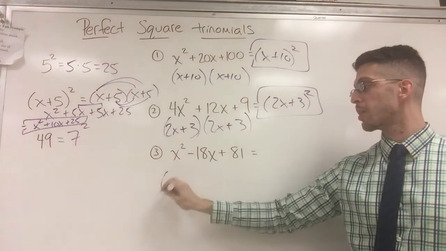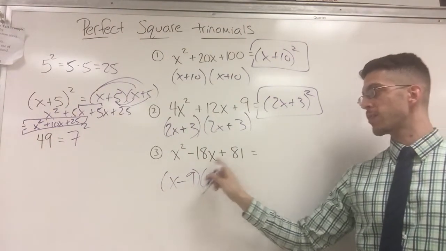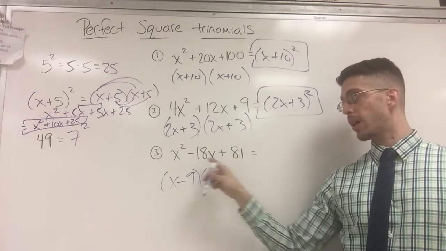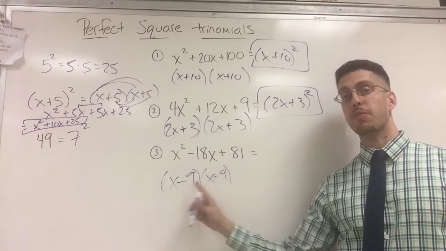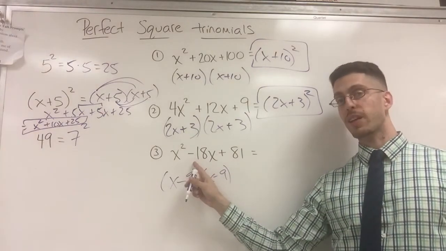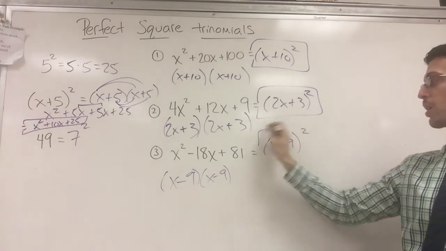Here's why. Because x minus 9 times x minus 9 gives you x squared, negative times negative is positive 81, but negative plus negative is still negative. So this is x minus 9 squared, which is fine.